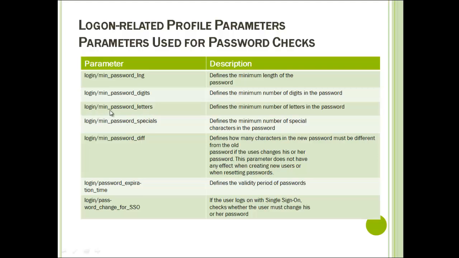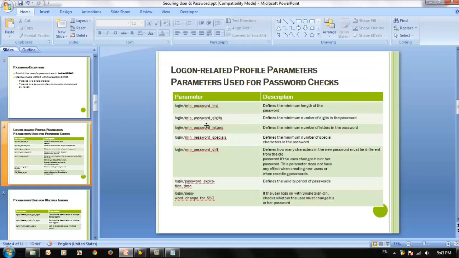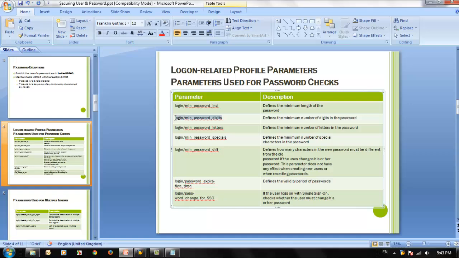Let's say, for example, minimum password letters. This is the number of alphabets. So we have the number of digits, the numeric characters, and the alphabets. What is the minimum number of alphabets required in the password? Then we have one more called minimum password specials. That means special characters in the password. Let's see one by one what the present value is.